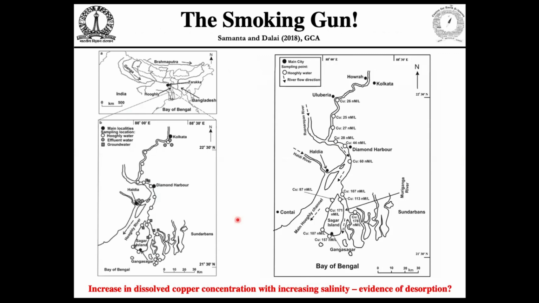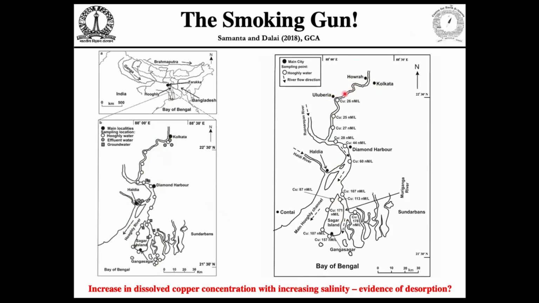Now, all of this culminated with Tarun Dalai's work, which came out in 2018 in Geochimica et Cosmochimica Acta. Tarun was looking at concentration of copper in the Ganga estuary. And we have the city of Calcutta up here, and we are going south towards the Bay of Bengal. And these are the locations along which the river was sampled. This is the edge of industrialized Bengal, beyond which we don't have heavy industry in Bengal.